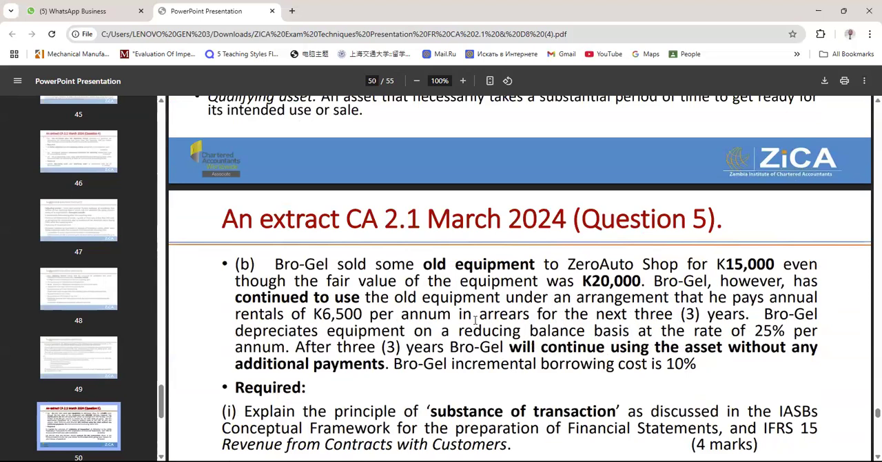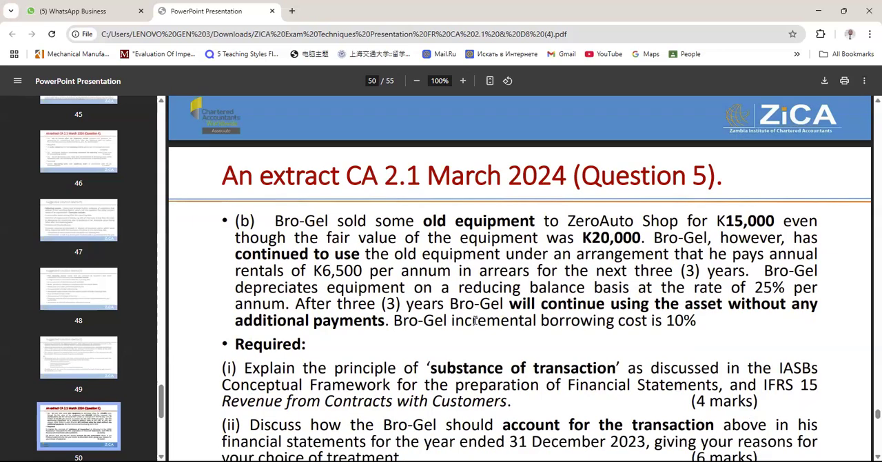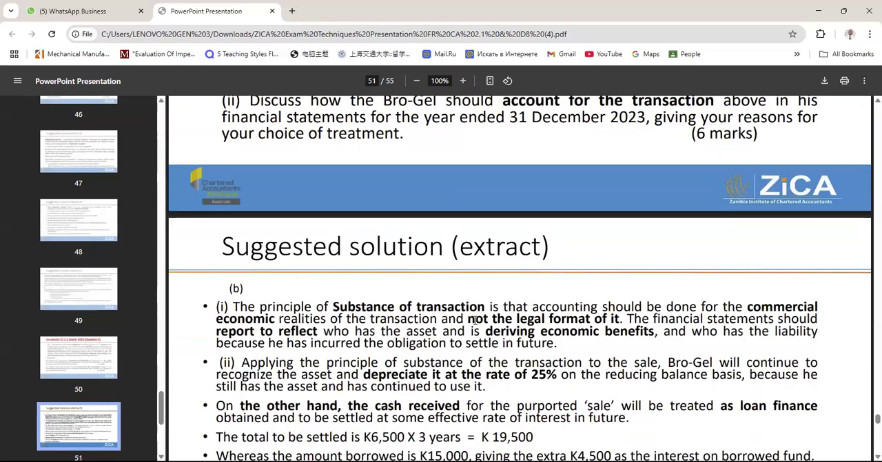March 2024, question 5. It was on the substance of the transaction. Why is it important to apply substance when you are accounting for the transaction? Because it will bring about faithful representation. The example, you can only recognize revenue when you have satisfied the performance obligation. For example, if you have paid me tuition fee and I have not yet provided the service, I can't recognize it as revenue. I have to defer. I have to show it as a liability until I satisfy the performance obligation.